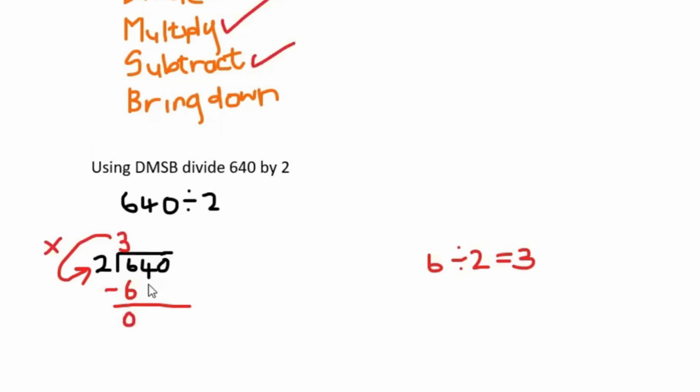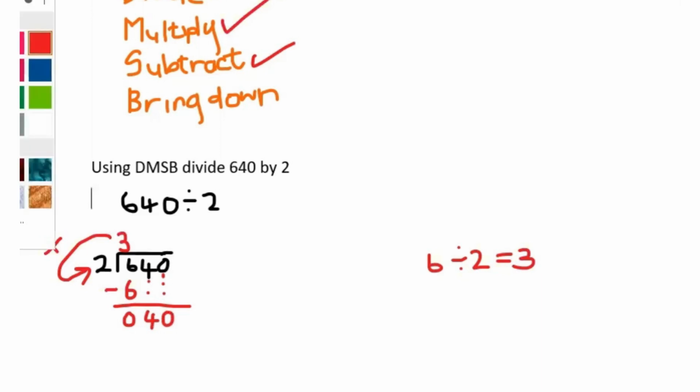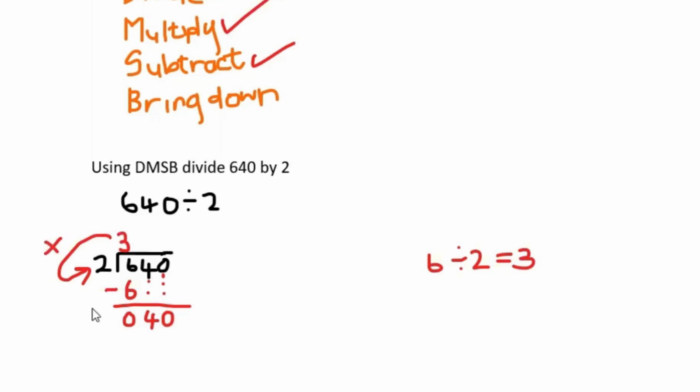Now we have to bring down the 4, next to the 0. Do you guys understand up to that step? Yes. Perfect. Every time you bring down a number, it means that you must continue dividing. So we've brought down the 4.